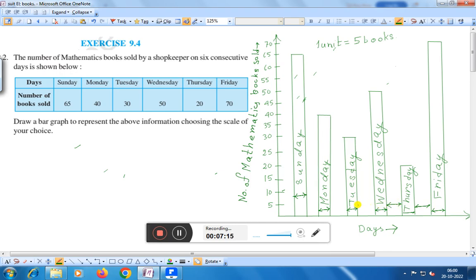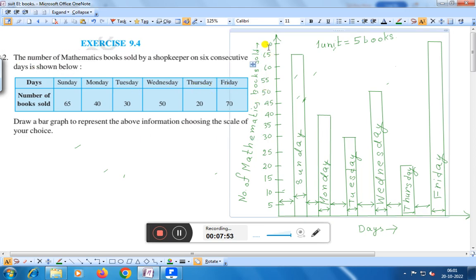In the graph paper, you have to maintain that the width of the bars should be the same, and the width of the gap between the bars should be the same. You have to remember this one. That is important. This is the bar graph of question number 2.